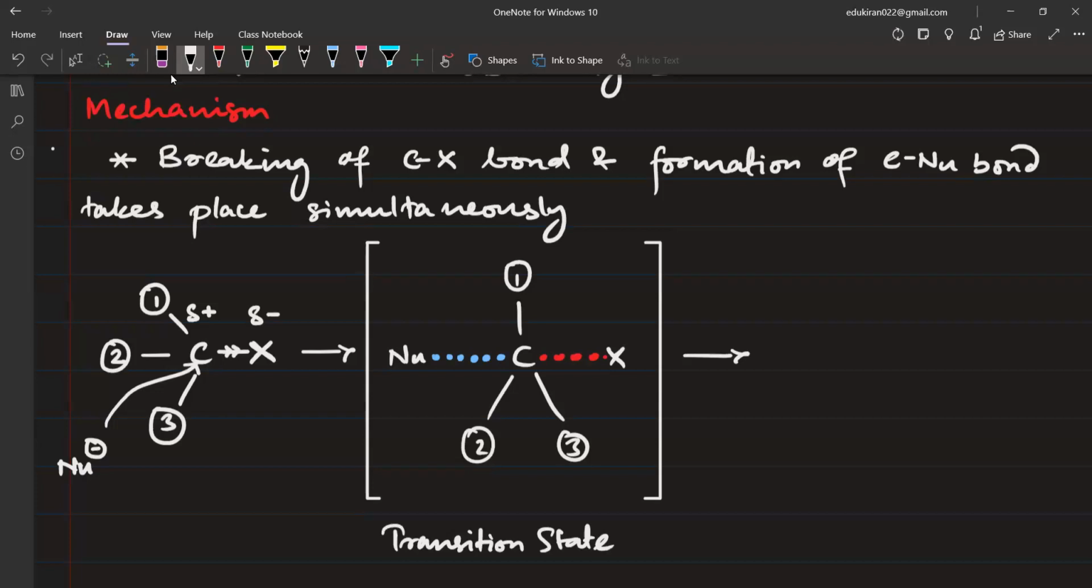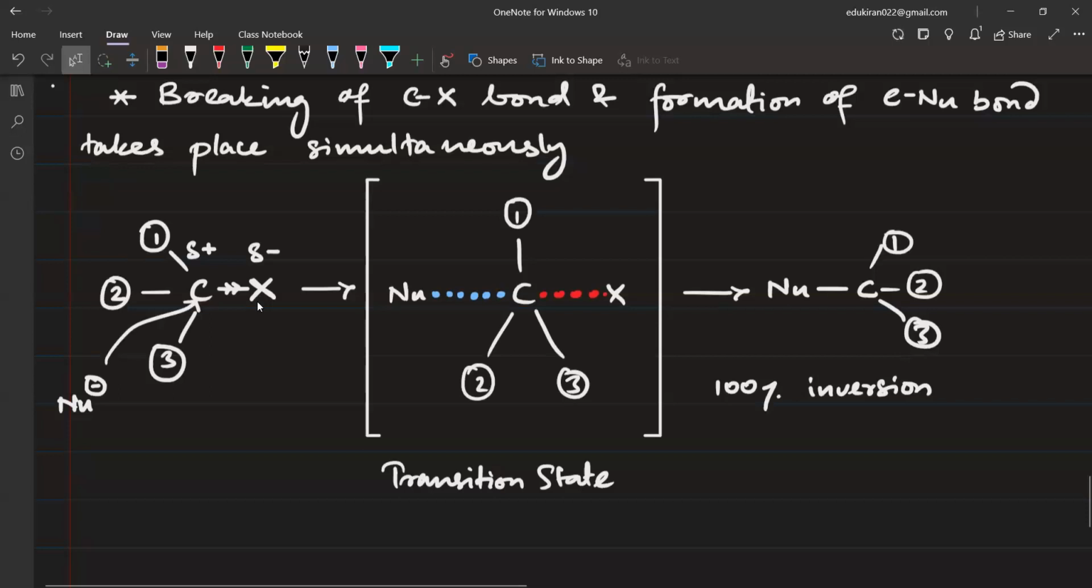And at the end, what's going to happen? The nucleophile is being formed here, carbon atom here, and you have the first group here, the second group here, 1, 2, and the third group like this. As you can see, it is completely opposite to the reactant's configuration. So this is 100% inversion.